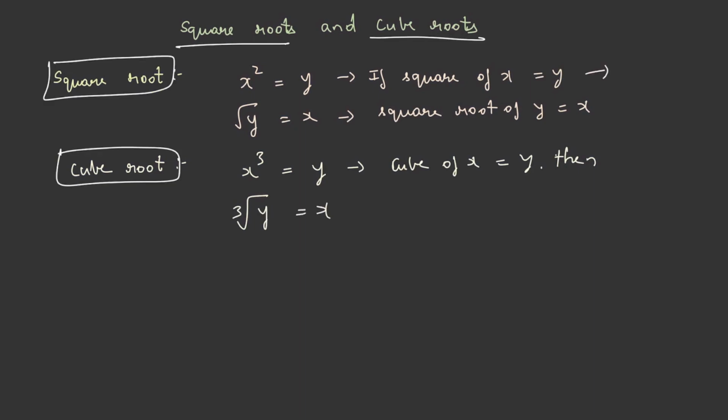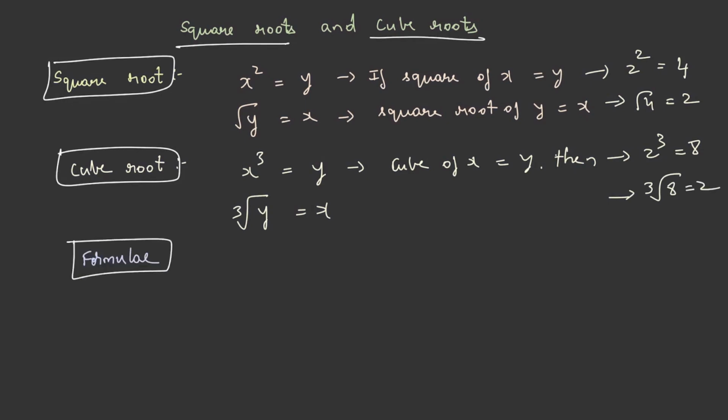To explain square root with an example, let's take 2 square, which is equal to 4, and the square root of 4 is equal to 2. Similarly for cube root, 2 cube is equal to 8, and the cube root of 8 will be equal to 2. Now let's discuss a couple of important formulae used in this concept.